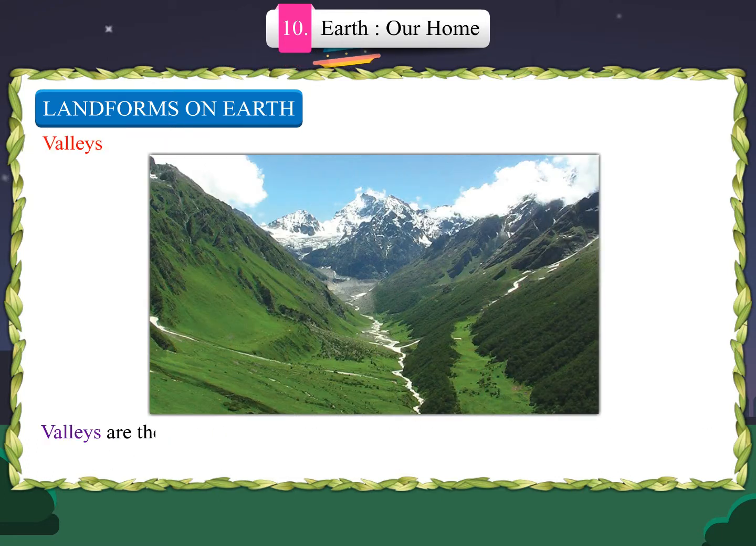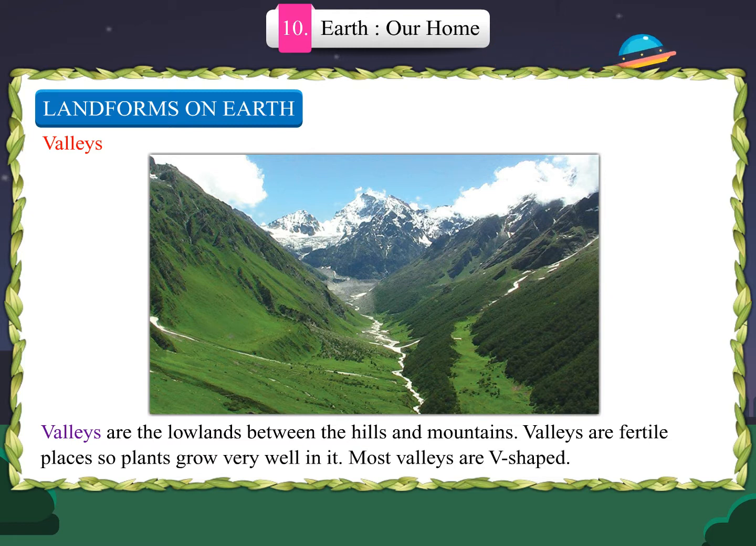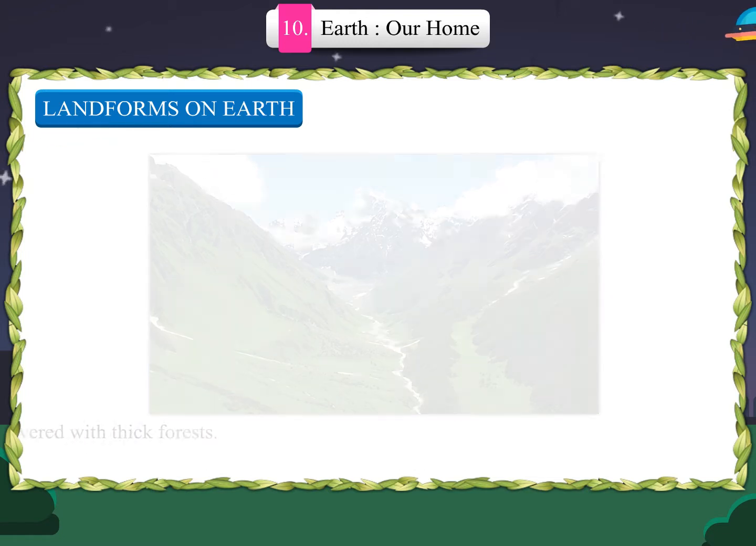Valleys. Valleys are the lowlands between the hills and mountains. Valleys are fertile places, so plants grow very well in it. Most valleys are V-shaped. Valleys are covered with thick forests.